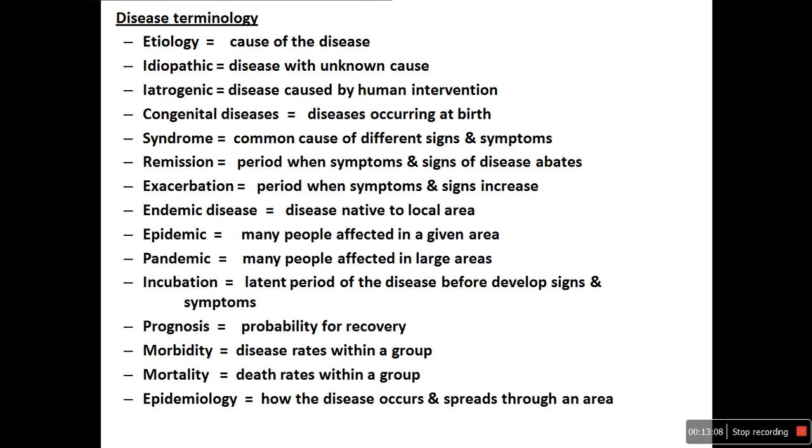Morbidity, disease rates within a group. Morbidity, disease rates وقيم المرض أو المرض في منطقة معينة، يعني قيم أو معدل المرض في منطقة معينة. Morbidity, disease rates within a group. Mortality هي death rates within a group.